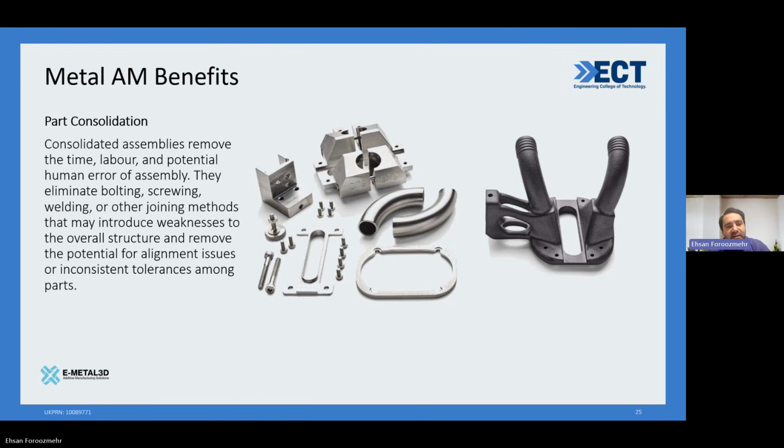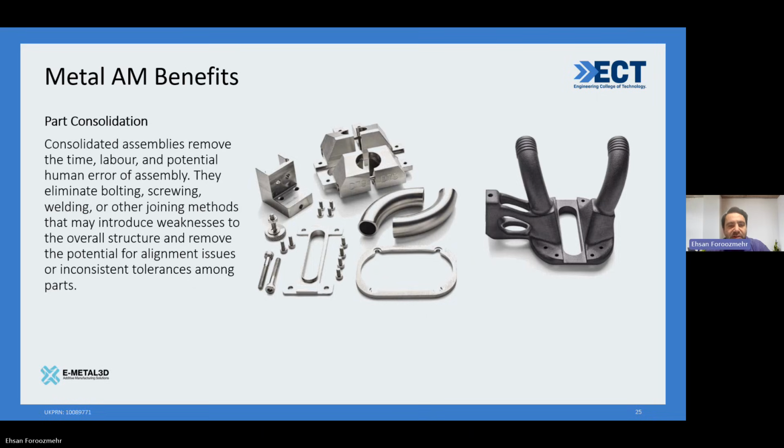This is a very nice example. On the left side, you can see the number of parts that has to be manufactured in the conventional method. And on the right side, you see an additive manufactured part, which has been designed for additive and does the same job, but as just a single part.